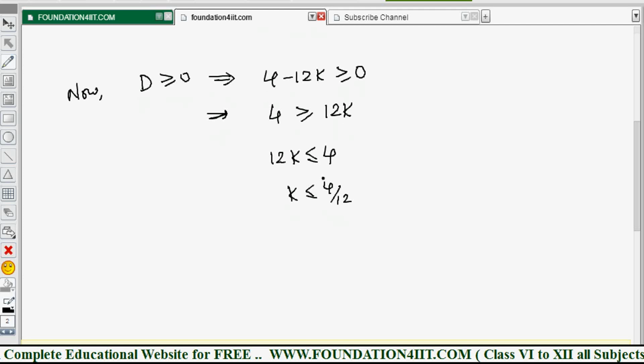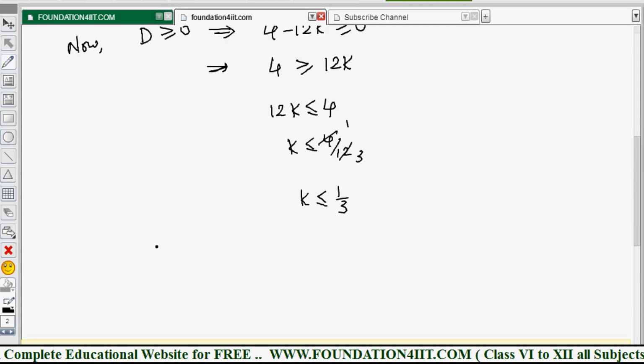Let's simplify. If we cancel by 3, k is less than or equal to 1 by 3. Now the k value is less than or equal to 1 by 3. So therefore the required set is: k belongs to real numbers, all the real numbers, and that k is less than or equal to 1 by 3. Now this is the solution set for this.